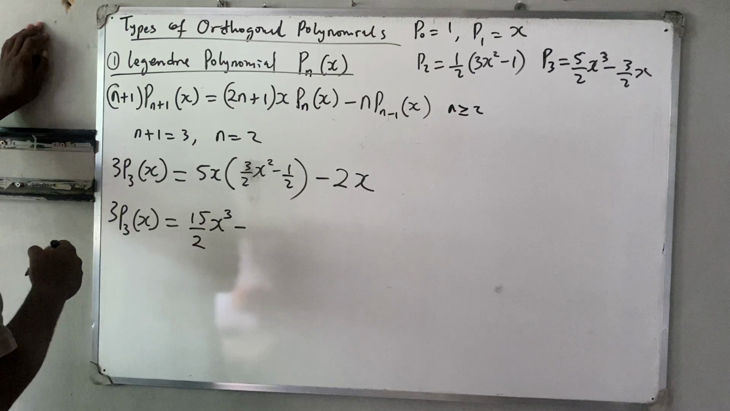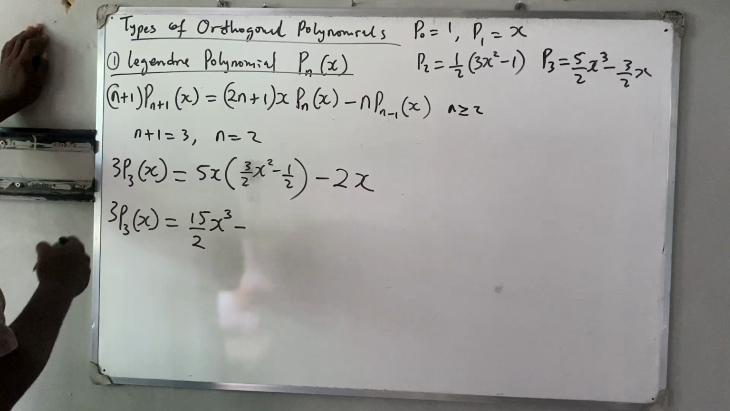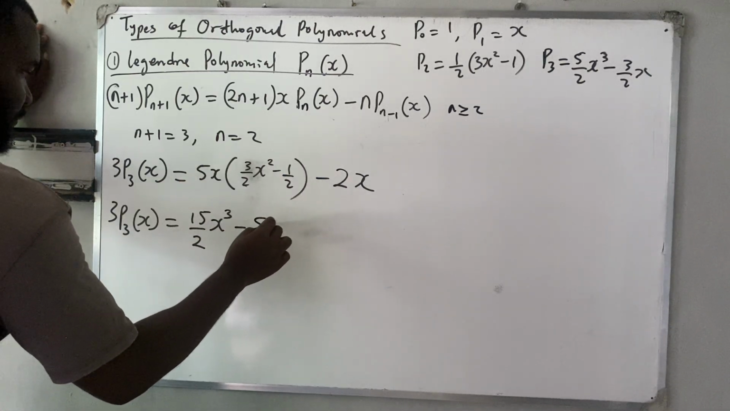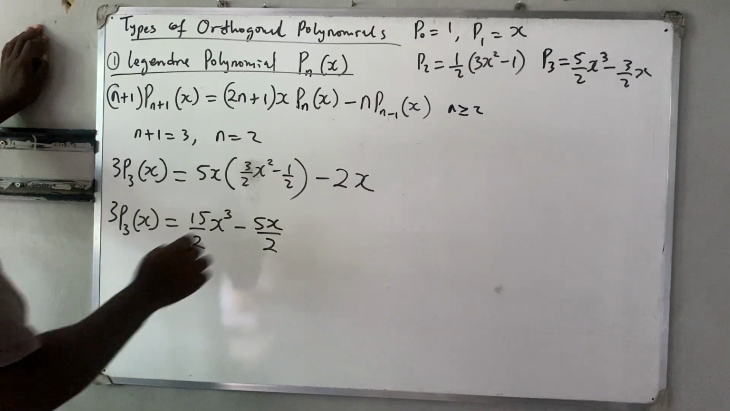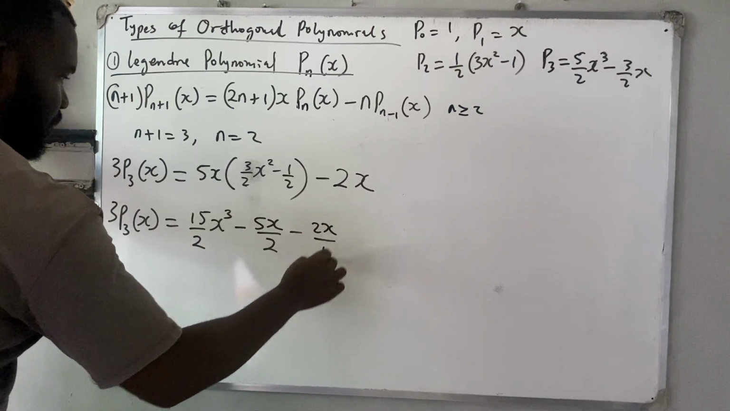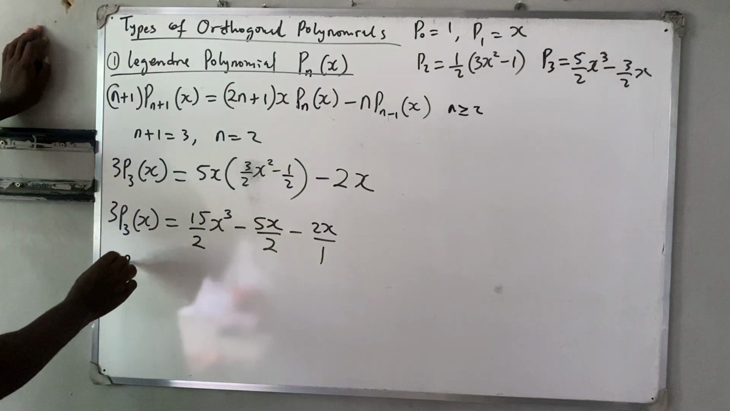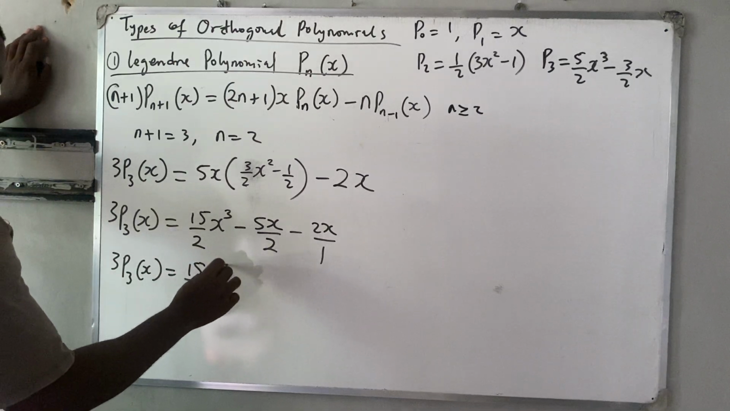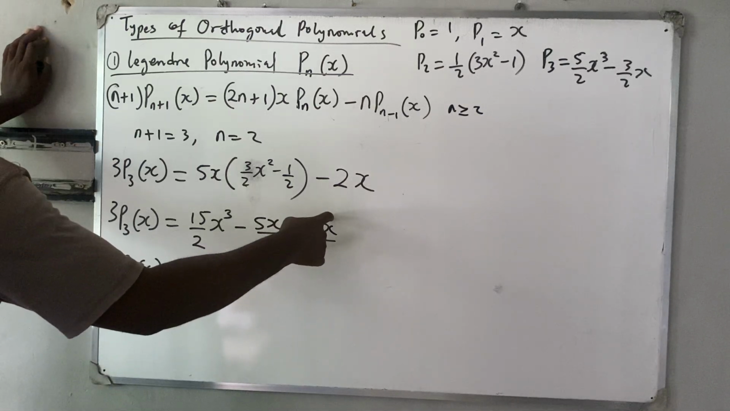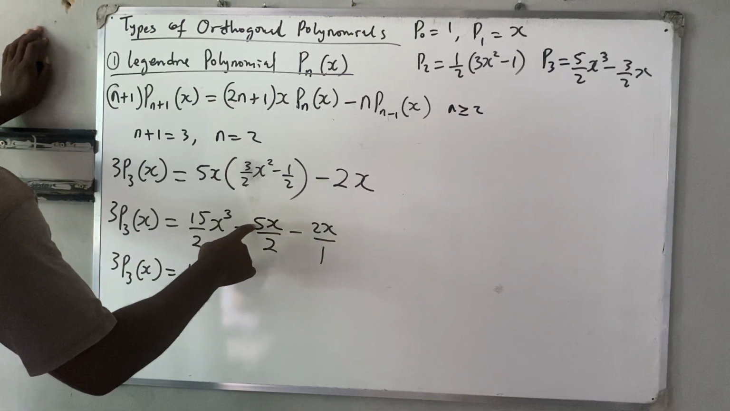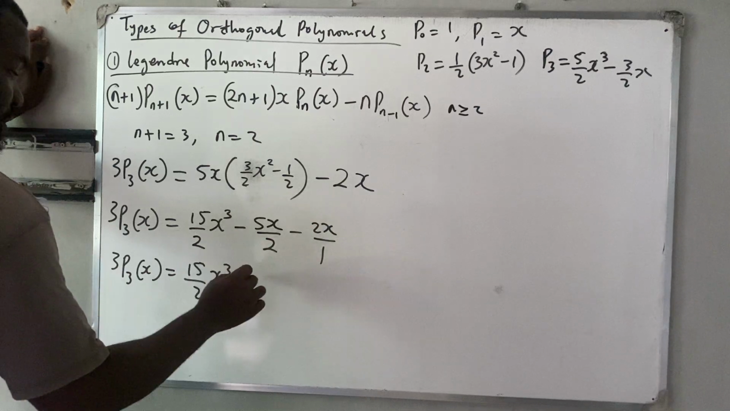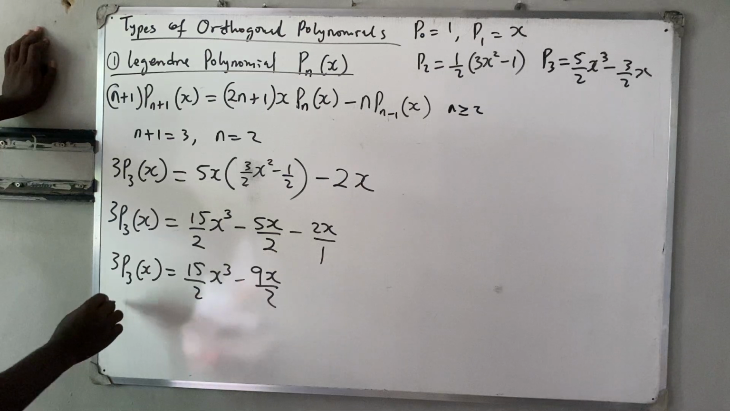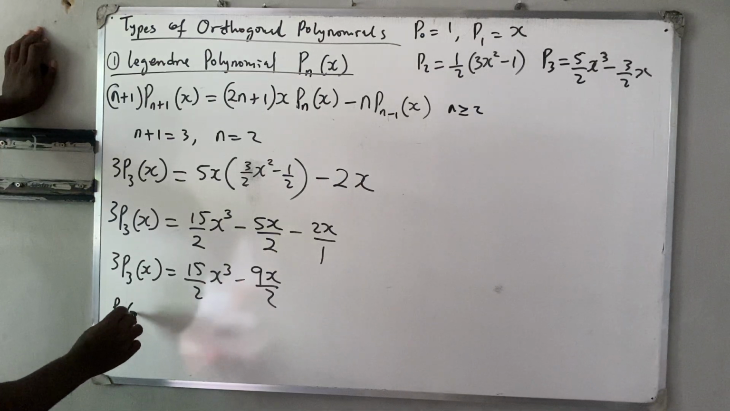In fact, 15 over 2 x raised to power 3 minus 3 times 5 is what? 5x over 2 minus 2x over 1. So I can add these two. So I have 3P3 of x is equal to 15 over 2 x cubed minus 3 times this is 6. That is 4 plus, it's 4. 4 plus this is 9. So 9x over 2.